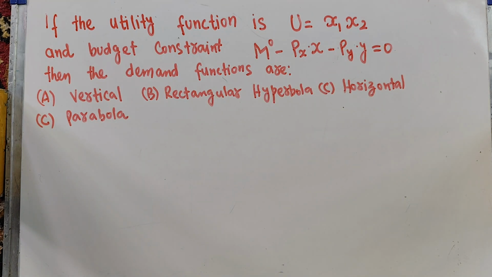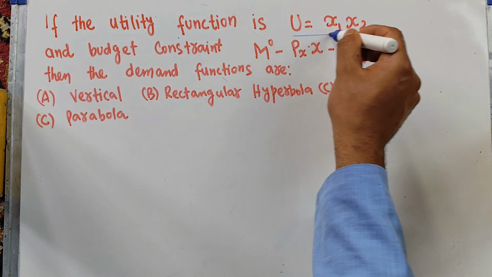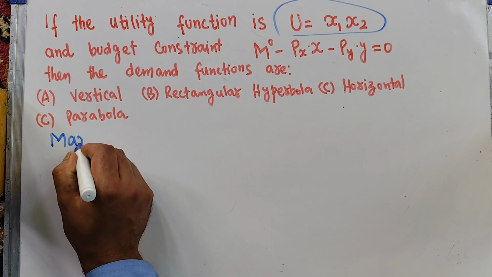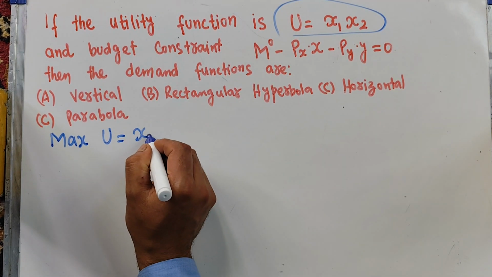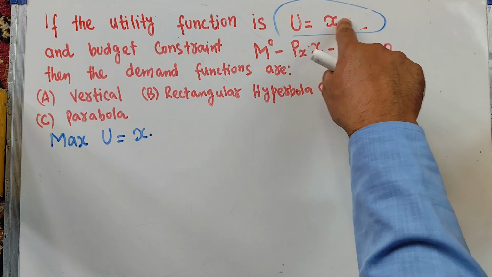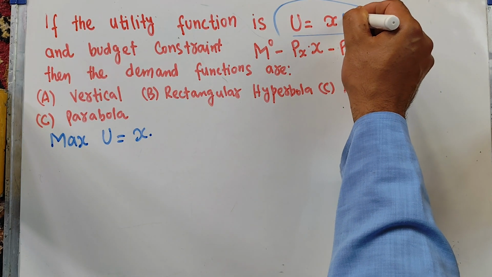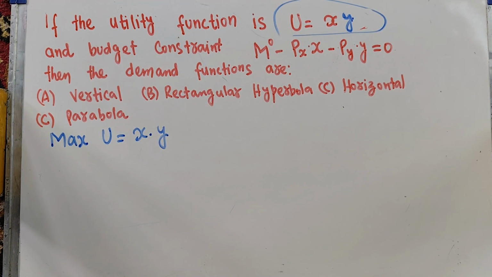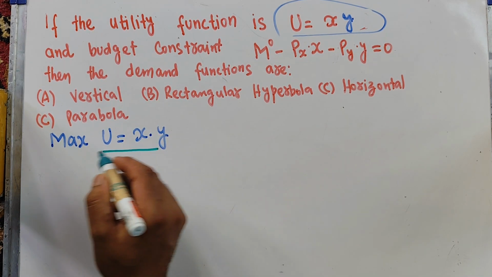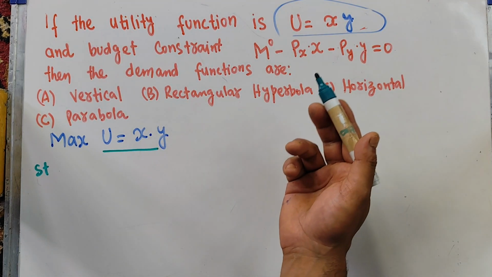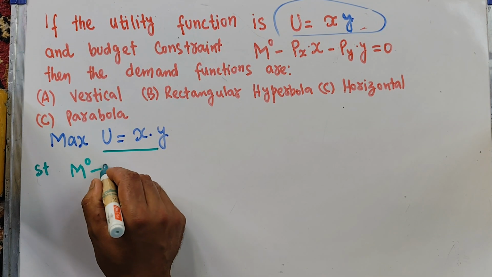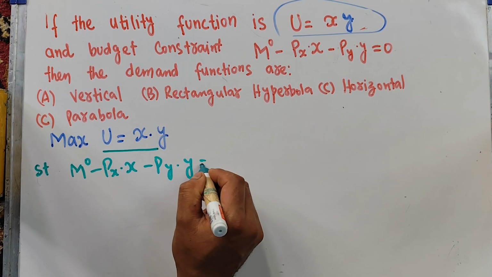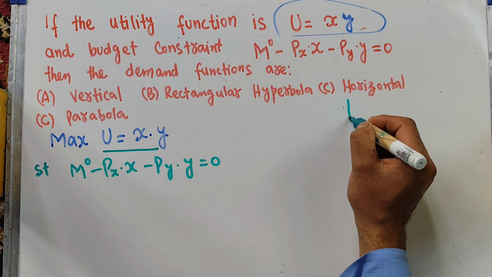horizontal, or parabola. Okay, so first thing is, given this utility function, what will the consumer do? He will try to maximize the given utility function, which is x into y here. So we have x times y as the utility function of the consumer. The consumer wants to maximize the utility function subject to the budget constraint that he is facing, that is m naught minus px into x minus py into y is equal to 0. Okay, so we have the utility maximization problem.